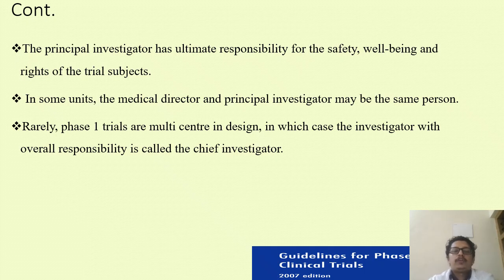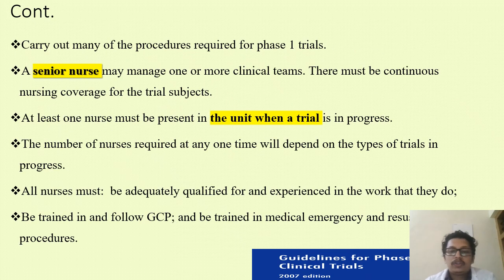degrees. So the principal investigator has ultimate responsibility for the safety, well-being and rights of the trial subjects. In some units, the medical director and principal investigator may be the same person. Rarely, phase 1 trials are multi-center in design, in which case the investigator with overall responsibility is called the chief investigator. So these are all taken from the ABPI guidelines 2007.